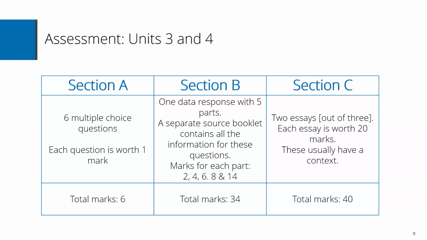And the 20 marks that is missing from unit 1 and 2, if you like, that is all combined in section C, where instead of 1 essay, 2 essays are required. There are 3 options and 2 essays are needed, each worth 20 marks to give us that total of 40 for section C. So half the marks on the papers for units 3 and units 4 are coming from section C.